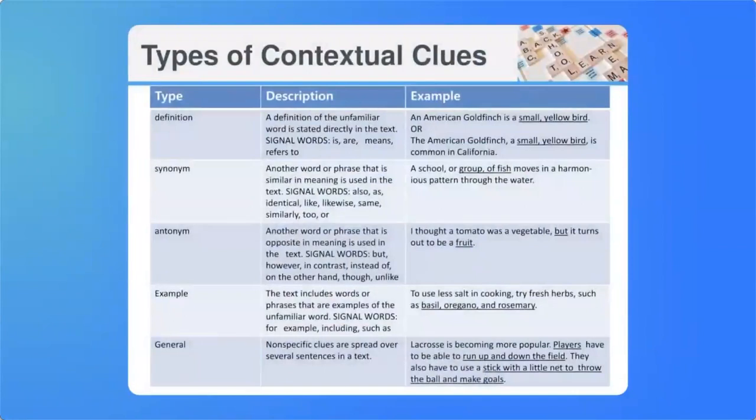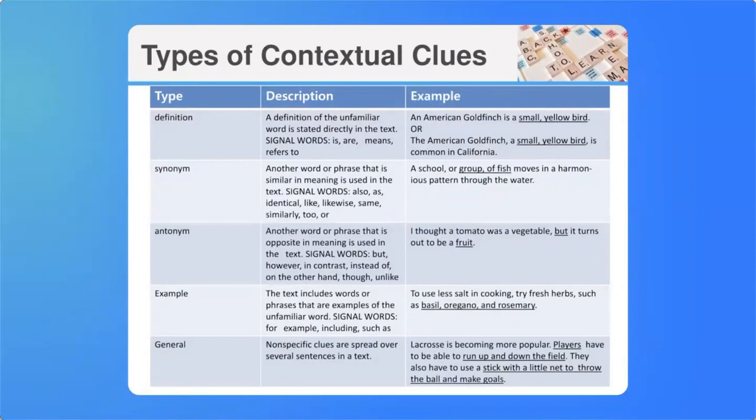There are 5 context clues that we're going to look at today. Now, there are actually 9 or 10 that you could use, but for today, we're just going to do definition, synonym, antonym, example, and general. And a definition is exactly what it says it is. It's a definition. What does it mean? And we'll see some signal words such as is, are, means, refers to.